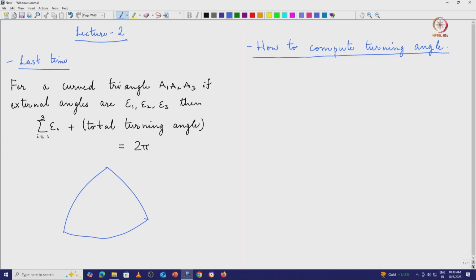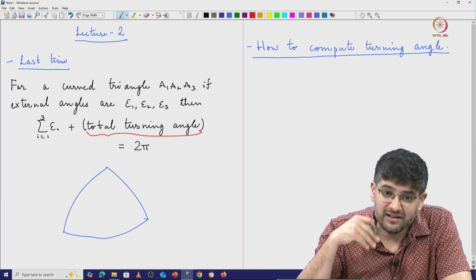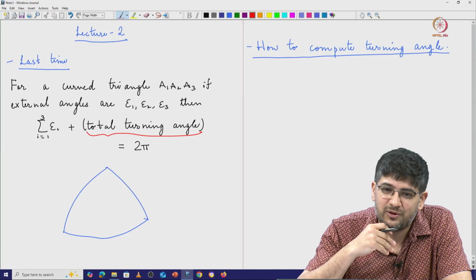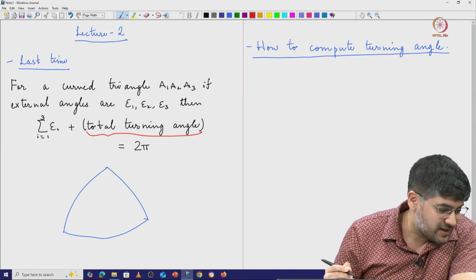Now in this lecture I would like to address the important question of how you actually calculate this turning angle. It turns out that this turning angle is, as one would expect, intimately connected to the geometry of the curved edges. So we would like to understand a precise relation between this turning angle and the geometry of the curves that make up the edges.